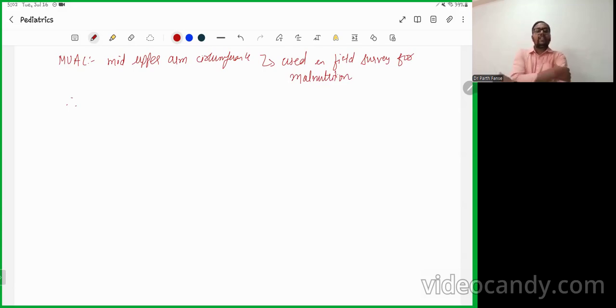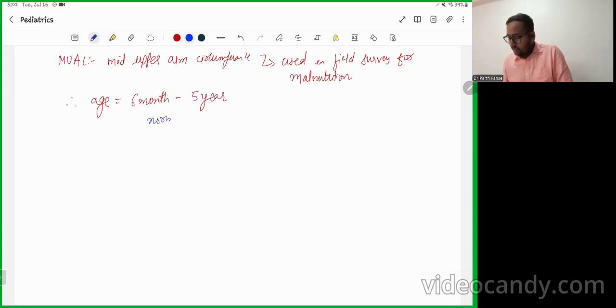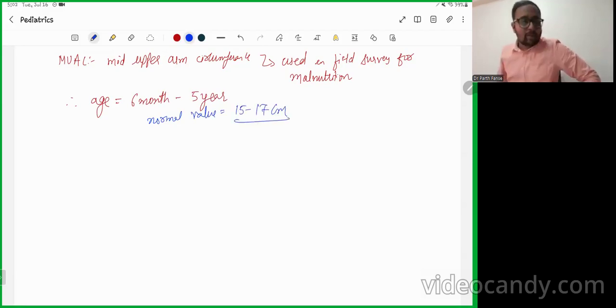We use a Shakir's tape to measure the mid upper arm circumference below the acromion process. For example, if the age is between 6 months to 5 years, the normal value will be 15 to 17 centimeter. What is the normal value? Normal value will be 15 to 17 centimeter.